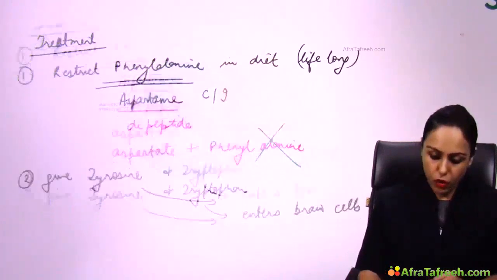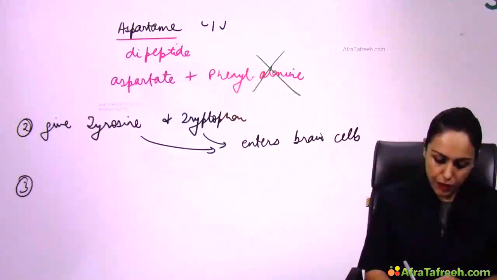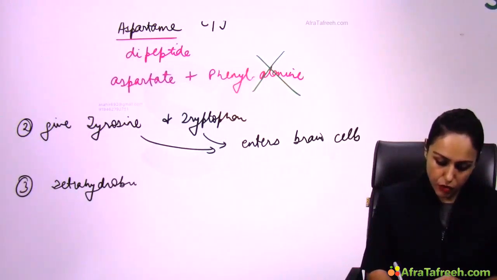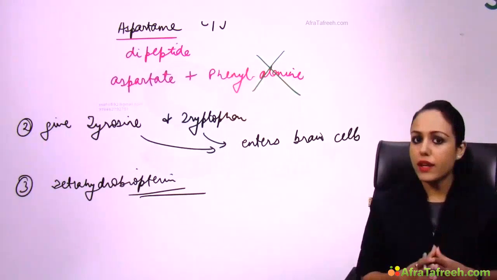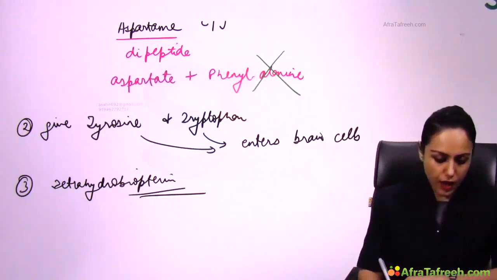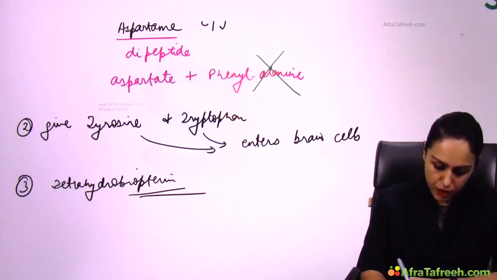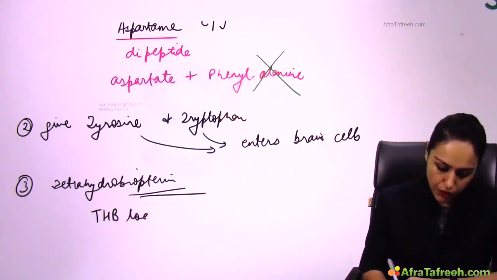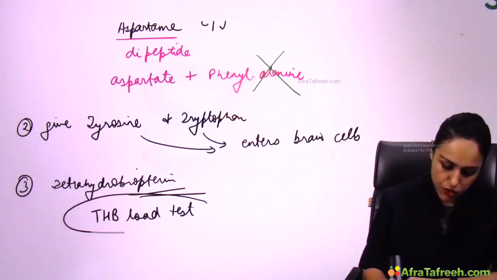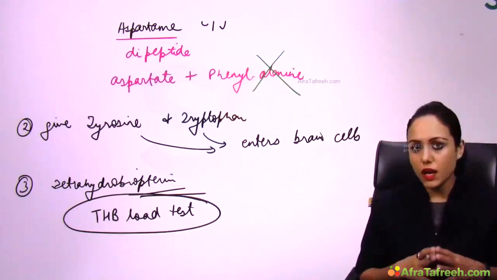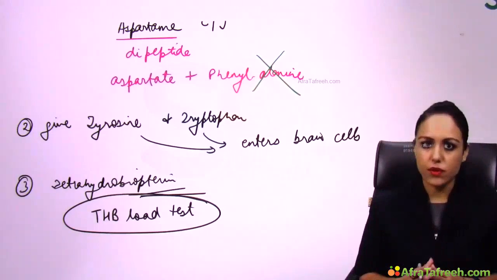In the treatment also we can give supplement of tetrahydrobiopterin. Tetrahydrobiopterin supplementation can be given especially for treating non-classic phenylketonuria, and this tetrahydrobiopterin load test is a test which is done to distinguish between classic and non-classic phenylketonuria, right?